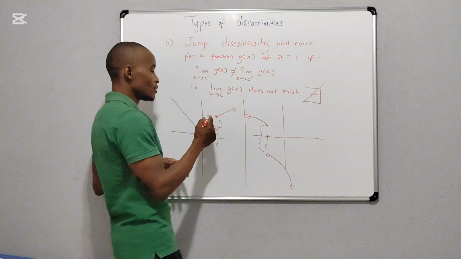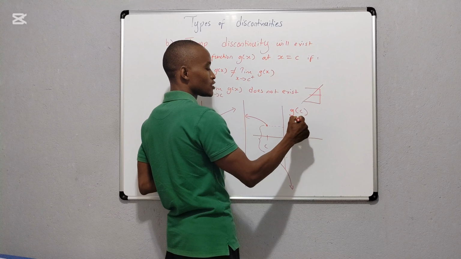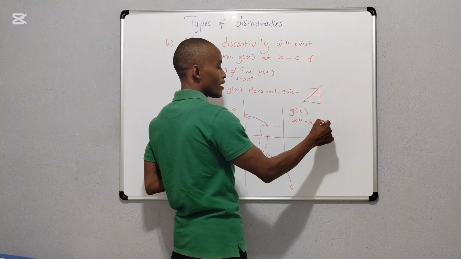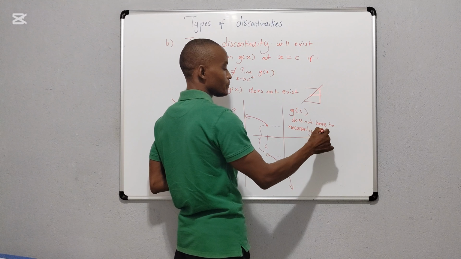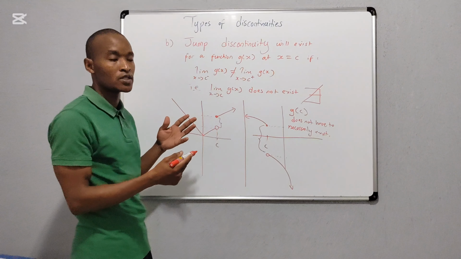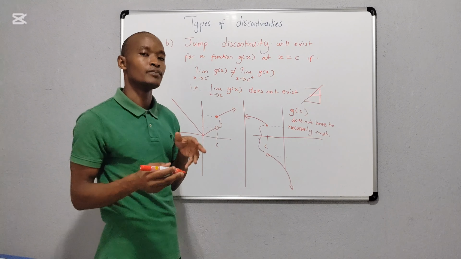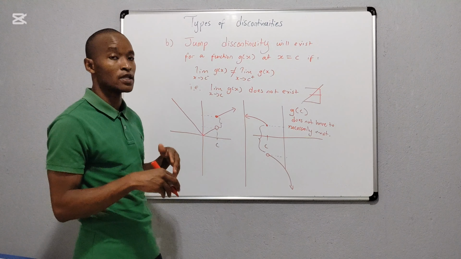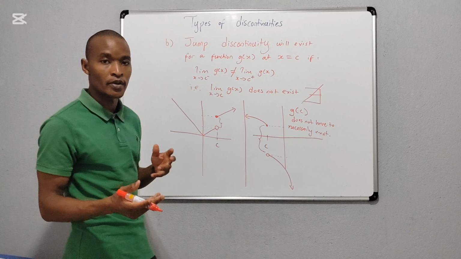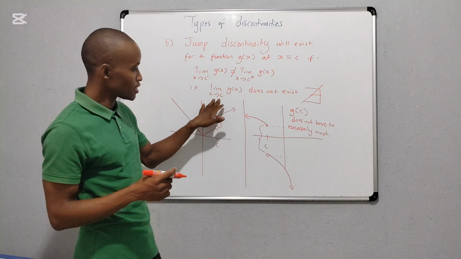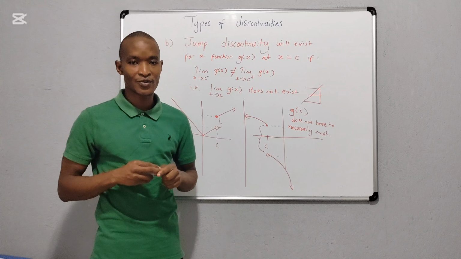And again, when it comes to the functional value, g of c does not have to necessarily exist. The essence of this discontinuity is really your one-sided limits, and if they are not equal, then you have a jump. It is a jump discontinuity that one can observe in the progression, the behavior of the function. If the limit does not exist, basically that is what we're looking at in terms of jump discontinuity.